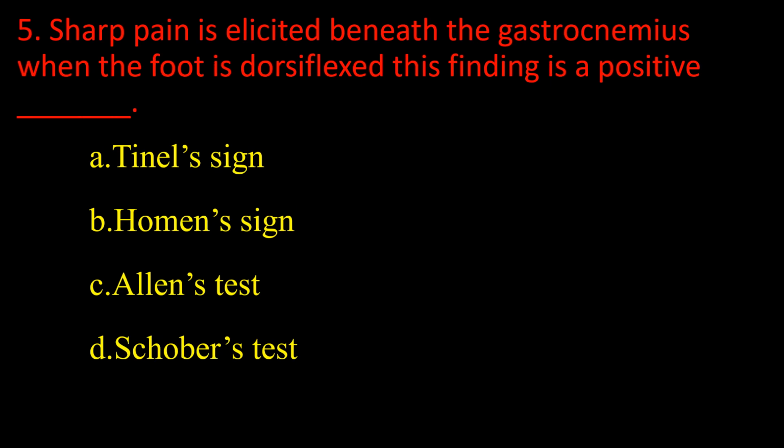The fifth one, sharp pain which is elicited beneath the gastrocnemius when the foot is dorsiflexed. This finding is a positive dash. A. Tinel sign, B. Homan sign, C. Allen's test, D. Schober's test. So here the answer is Homan sign.